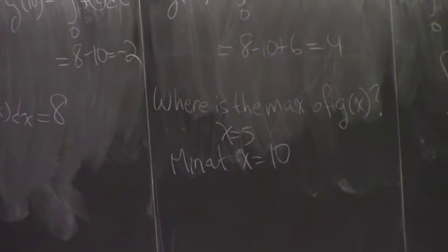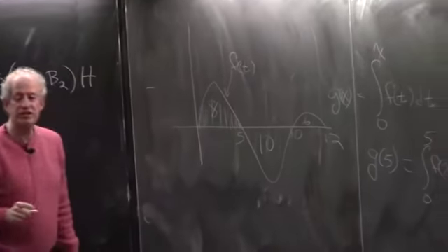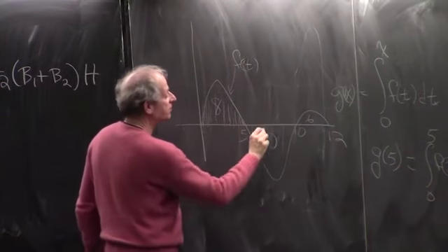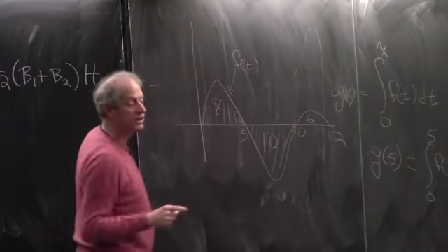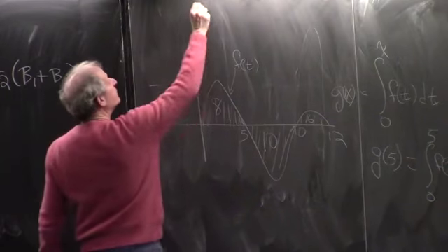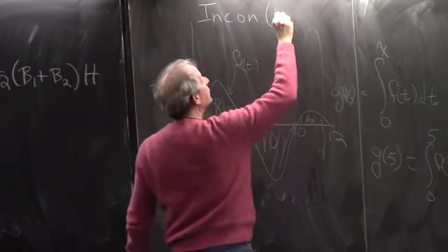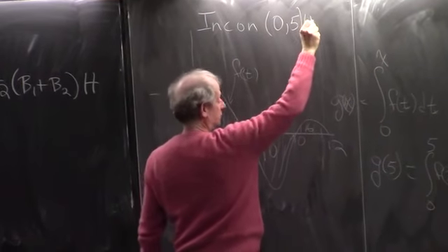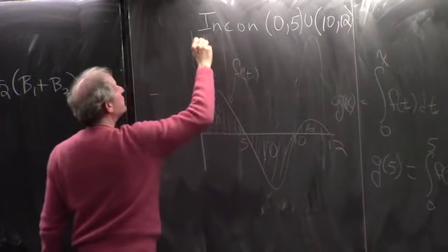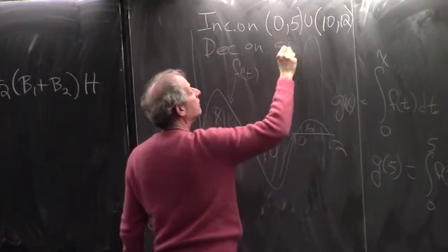Okay? Or if you just think about it, the area is increasing all the way until you get to 5. Then the area starts to shrink. And the area will decrease all the way until you get to 10, and then the area will increase again. So it's going to be increasing on 0 to 5, and 10 to 12. And it's decreasing on 5 to 10.